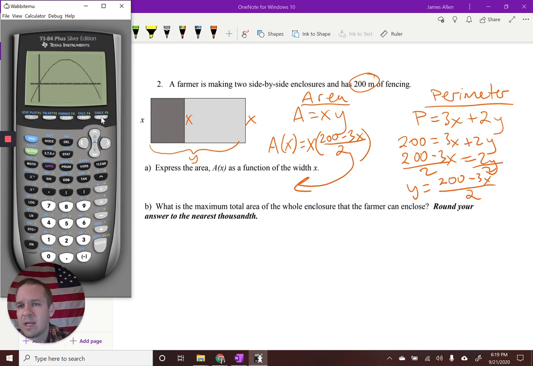Heck yeah, we did it. All right, so we can see everything that we need. We can see both of our zeros. We can see our maximum. So when it says, what is the maximum total area of the whole enclosure that the farmer can enclose? We're not even asking for the dimensions at this point. We just want the max area. So, second, calc, maximum, that's number 4.